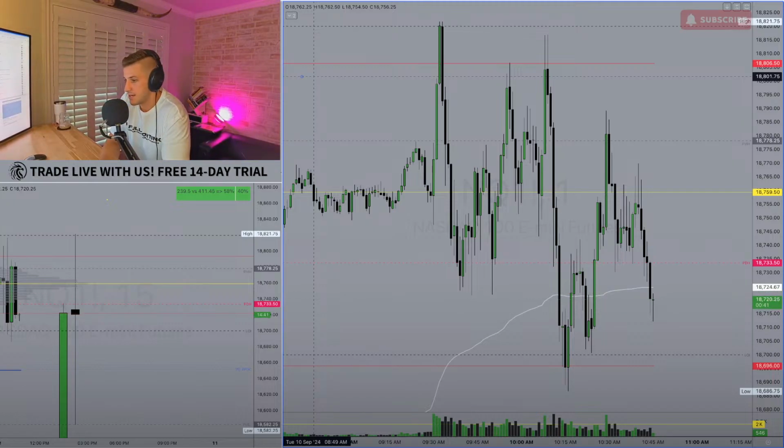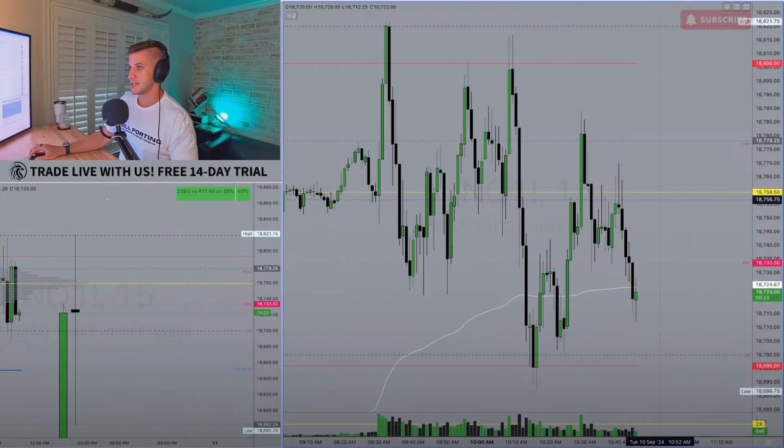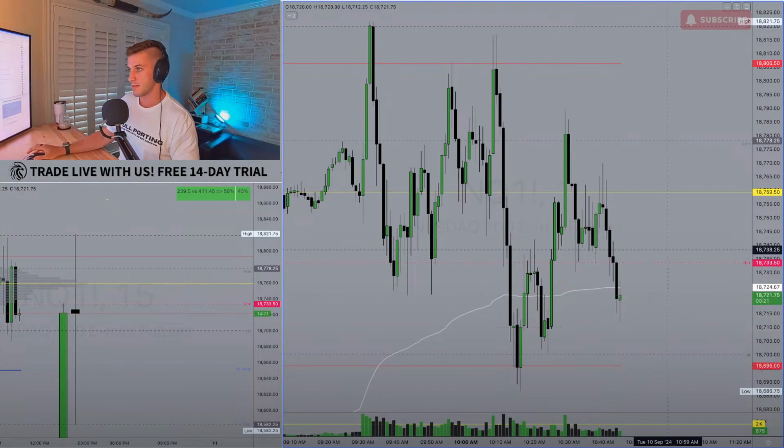$15 till 90 minutes into the session. Let's see how the next 15 minutes unfold as we get into 11 a.m. Just staying patient. I'm looking at this intraday structure. I'm looking at 700 in the prior day high.